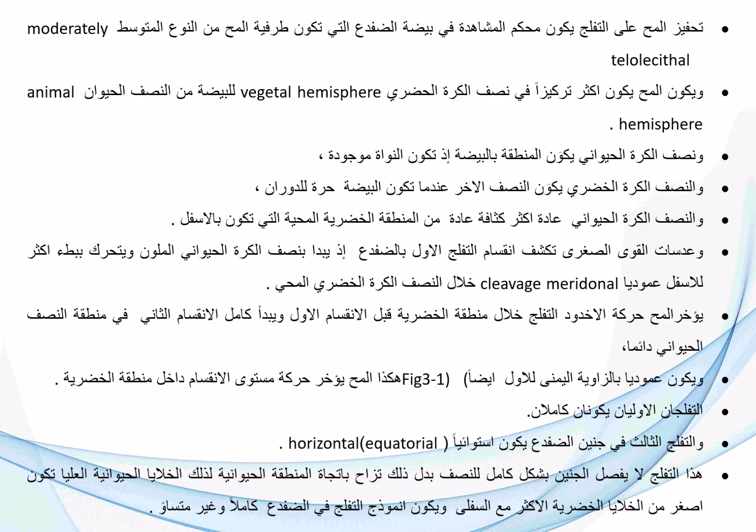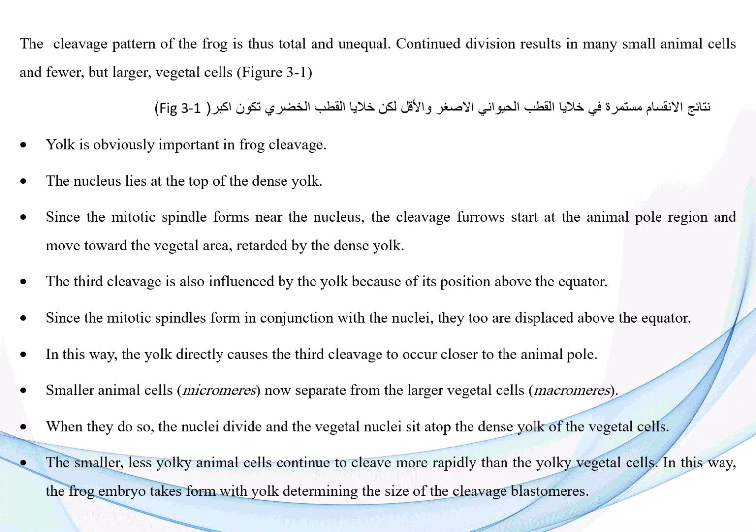Okay, total cleavage. But then comes the third one. You said that's the game changer in frogs. That's the one. It's horizontal, sort of equatorial. But here's the twist. Because of all that yolk concentrated downwards, the division doesn't happen right at the equator, the middle. It gets pushed upwards, displaced towards the animal pole. So it doesn't cut the embryo into equal top and bottom halves. Precisely. That displacement is crucial.